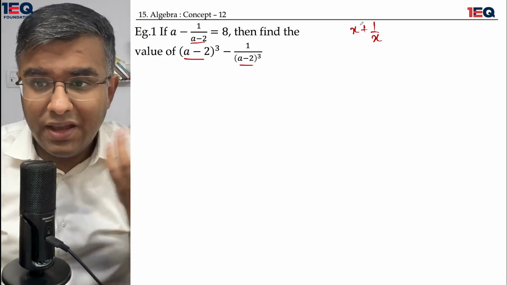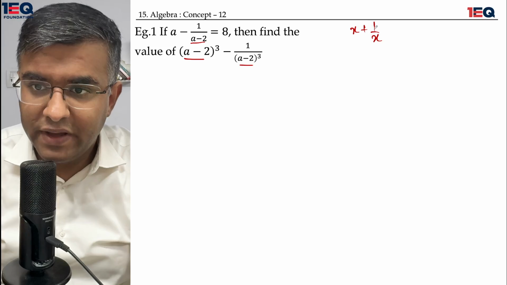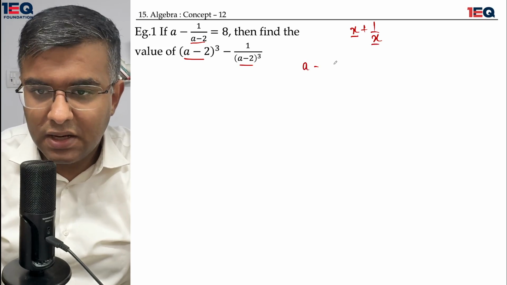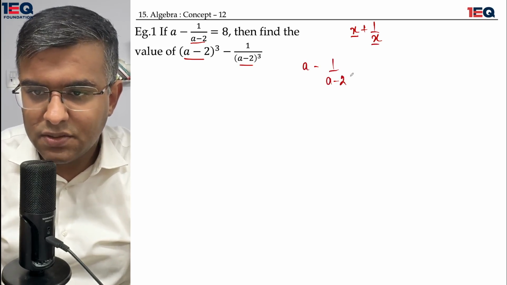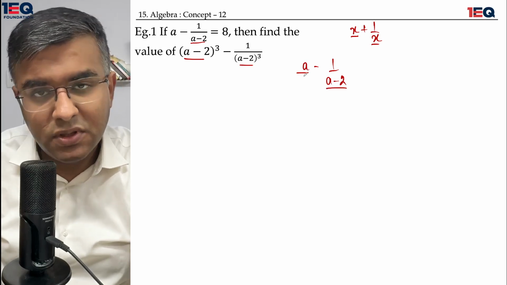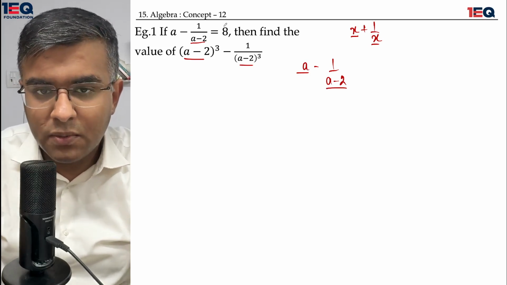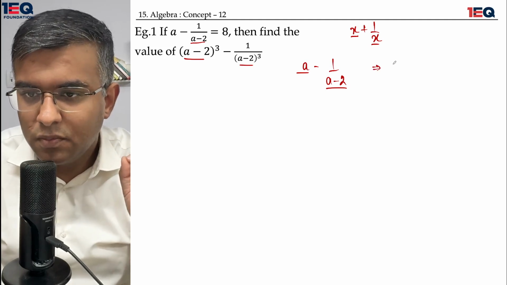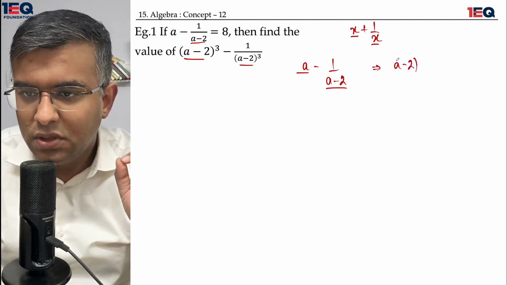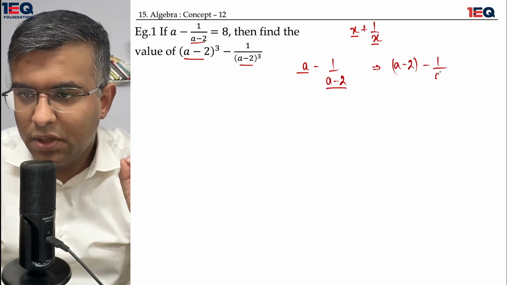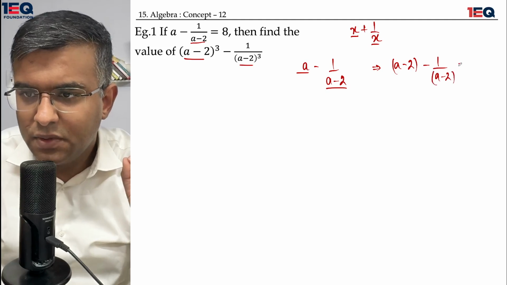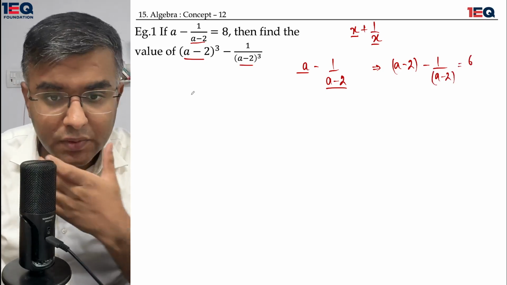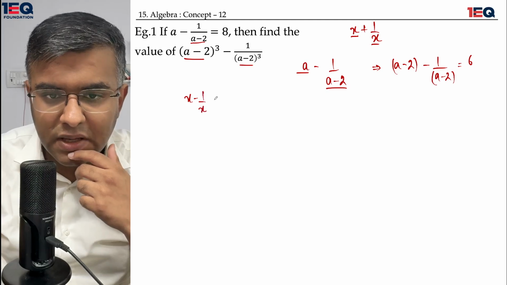So in every question which has the form of x plus 1 by x, we see that this x is equal to the other x. Here I can see that a minus 1 upon a minus 2. So I need to have an a minus 2 in the numerator side as well. So what would I do? I would take this 8 and take it to the left hand side and use only 2 out of it. So I can say that (a minus 2) minus 1 upon (a minus 2) is equal to 6, right? That's equal to 6. Now I have the form x minus 1 by x is equal to a.